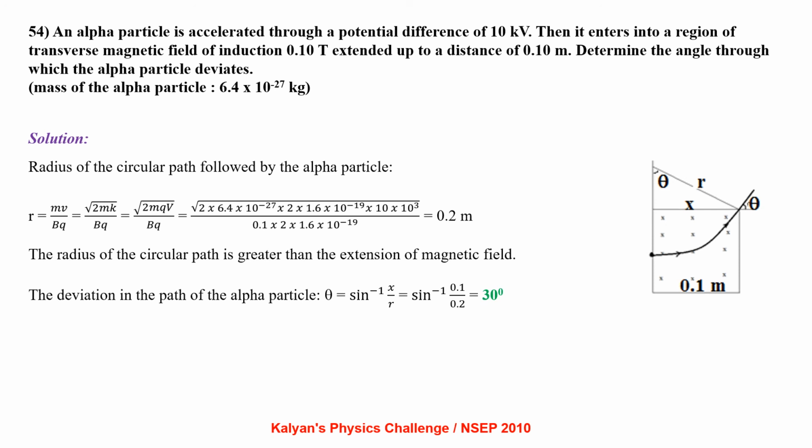Radius of the circular path followed by the alpha particle r equal to mv by Bq, that is root of 2mK by Bq, that is root of 2mqV by Bq. By substituting the given numerical values, we get radius of the circular path to be 0.2 meter. The radius of the circular path is greater than the extension of the magnetic field. So the deviation produced will be theta equal to sine inverse x by r, which comes out to be 30 degrees.